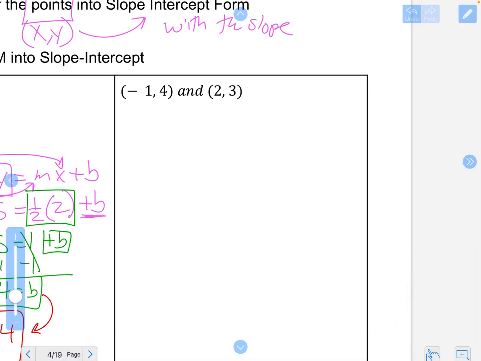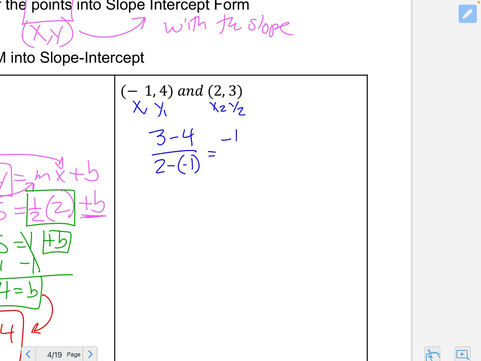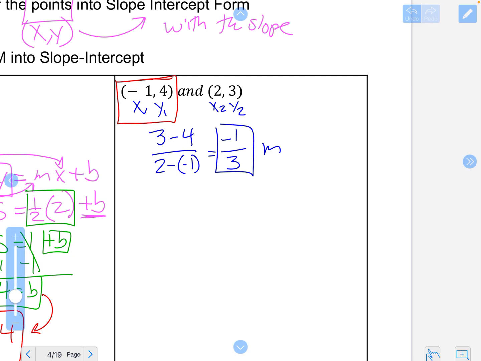So we're going to do the same thing here. We need to find our slope. x1, y1, x2, y2: 3 minus 4 over 2 minus negative 1. 3 minus 4 is negative 1. The two negatives tell me to add, so I get a negative 1/3. That is my slope. Now, I'm going to take my first point, which is this one right here, negative 1, 4. That's my x, that's my y, and then I have my negative 1/3, which is my slope.